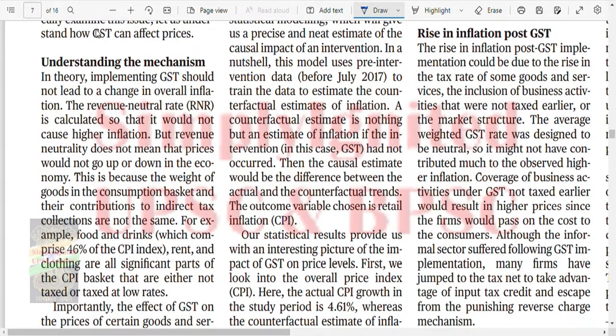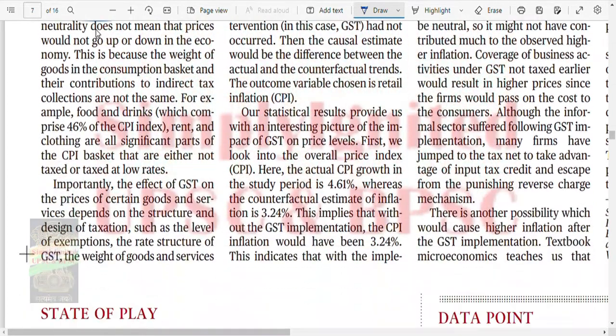Understanding the mechanism. In theory, implementing GST should not lead to a change in overall inflation. The revenue neutral rate is calculated so that it would not cause higher inflation, but revenue neutrality does not mean that prices will not go up and down in the economy. This is because the weight of the good in the consumption basket and the contribution to indirect tax collection are not the same. For example, food and drinks, rent and clothing are a significant part of the CPI basket that are either not taxed or taxed at a low rate. Importantly, the effect of GST on prices of certain goods and services depends on the structure and design of taxation, such as level of exemption, rate structure, GST goods, etc.